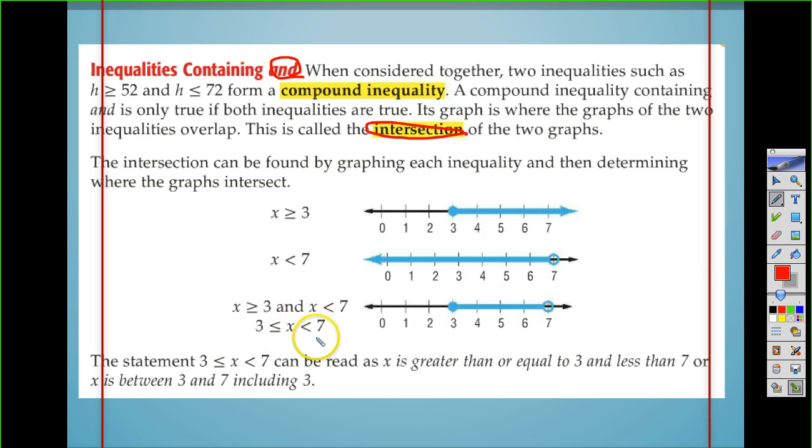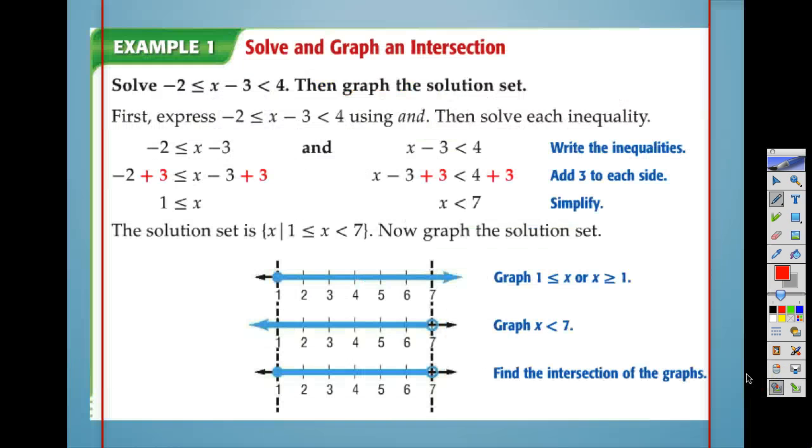So if you were to graph x is greater or equal to 3 and less than 7, this is what your graph would look like. Okay.